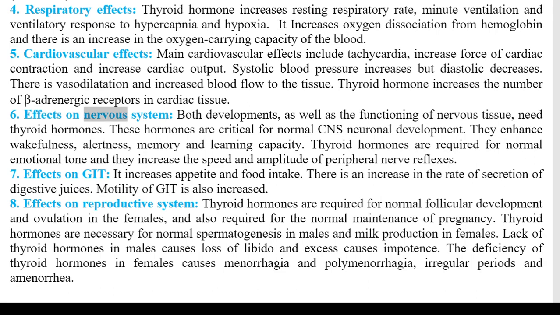6. Effects on nervous system. Both development, as well as the functioning of nervous tissue, need thyroid hormones. These hormones are critical for normal CNS neuronal development. They enhance wakefulness, alertness, memory, and learning capacity. Thyroid hormones are required for normal emotional tone, and they increase the speed and amplitude of peripheral nerve reflexes.